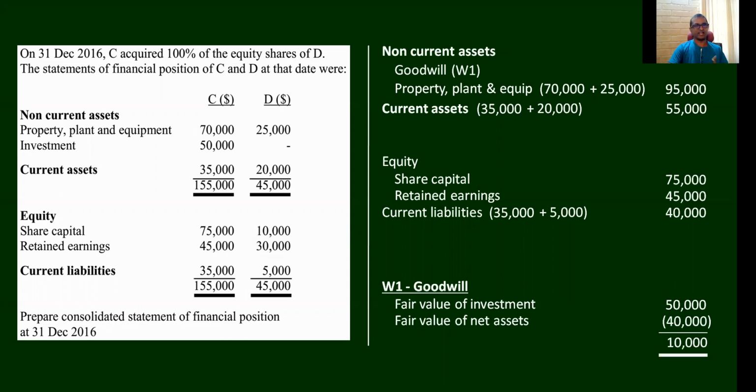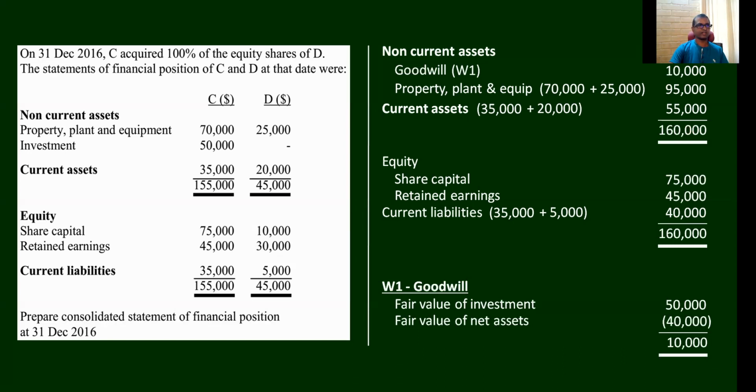Very simple. There are further complexities added into these workings later, right? So for now, it's a very simple calculation, goodwill, and we can put it in the consolidated statement of financial position. Total of assets, total of equity plus liabilities. So that's the goodwill of C and D group, and how to prepare consolidated statement of financial position for C and D group.